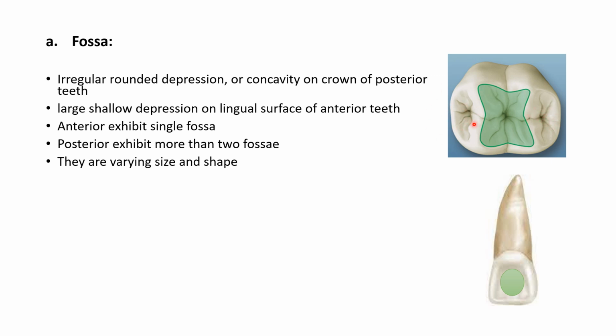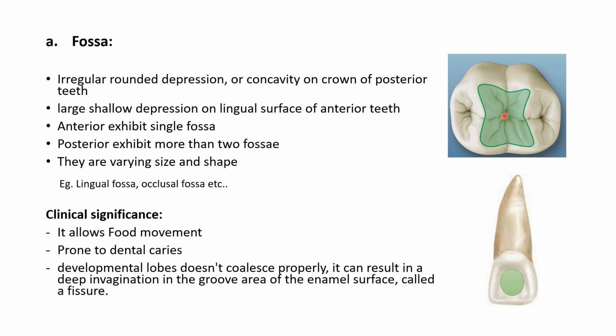So posterior teeth have a varied number of fossae. They are of varying sizes and shapes. Here there is a squarish shape, here there is a rectangular shape or maybe a diamond shape. You can see the example here. This is the lingual fossa or occlusal fossa. So you can call this a lingual fossa and this an occlusal fossa.